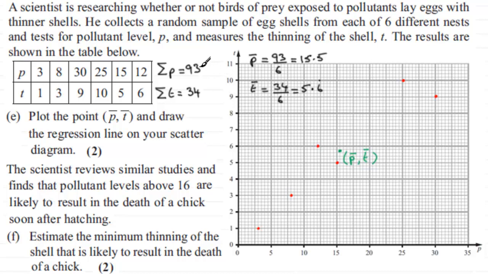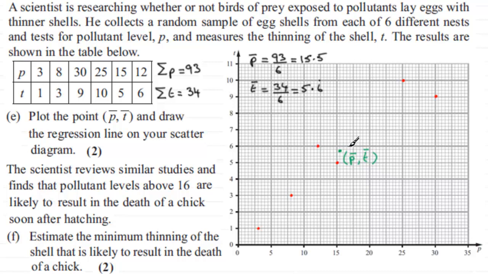So sigma p was 93, sigma t was 34, and when you divided those values by 6 you ended up with the mean of p being 15.5 and the mean of t being 5.6 recurring. And I plotted the point on the grid, as you can see here in green.